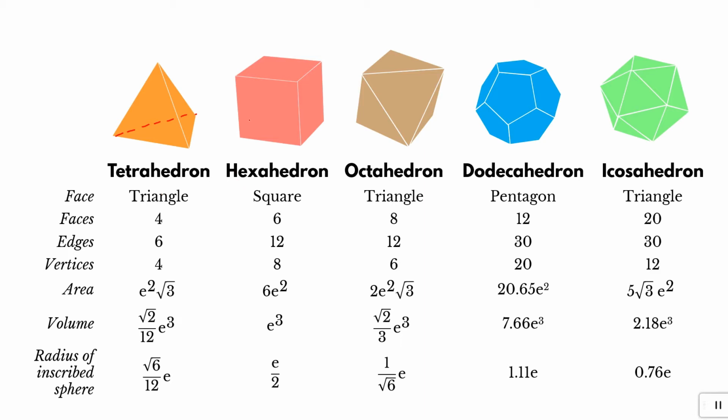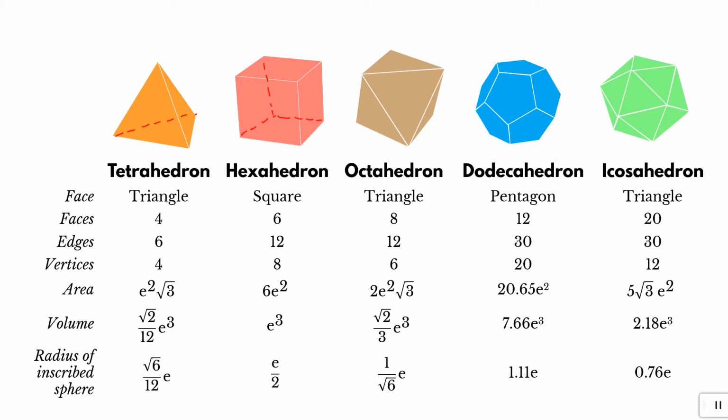How about the hexahedron? It has 6 faces. If I draw it, you have 1, 2, 3 at the back, 4 at the side, 5 at the front, and 6 at the bottom. That means a hexahedron has 6 square faces, and so on. An octahedron has 8, a dodecahedron has 12, and an icosahedron has 20.